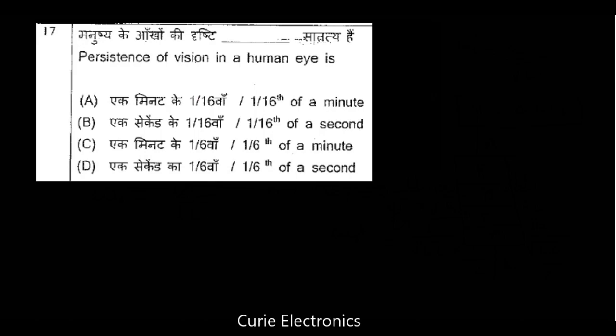Persistence of vision in a human eye is. Persistence of vision means we can take the example of an LED. If you continuously make the LED on and off 16 times in 1 second, our eye won't be able to identify whether it is on or off. So that is called the persistence of vision. So it is 1 by 16th of a second. In the TV and all, we use 25 frames in 1 second.